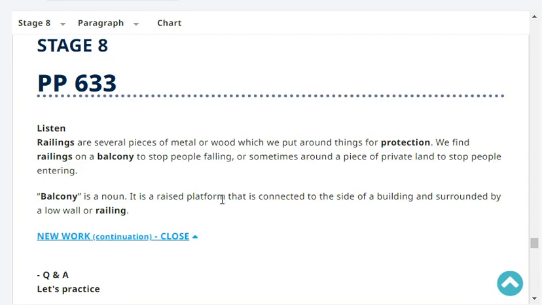Okay. Railings are several pieces of metal or wood which we put around things for protection. We find railings on a balcony to stop people from falling, or sometimes around a piece of private land to stop people from entering. The word balcony is a noun. It is a raised platform that is connected to the side of a building and surrounded by a low wall or railing. Balcony also means like terrace.